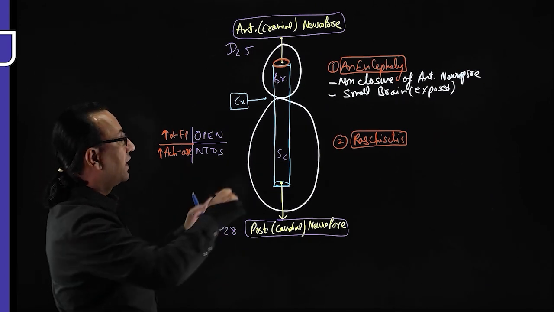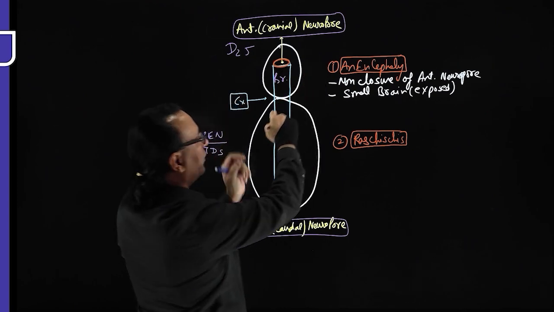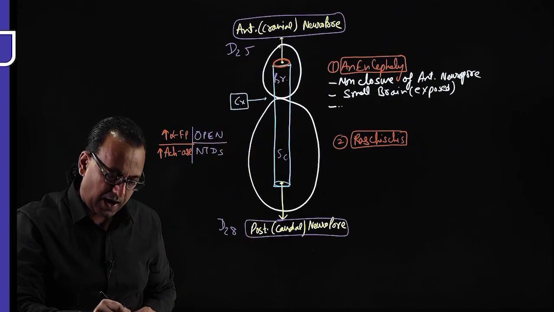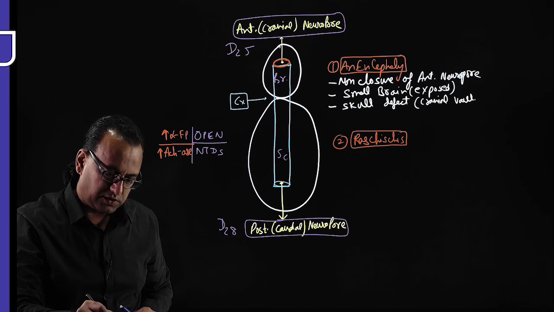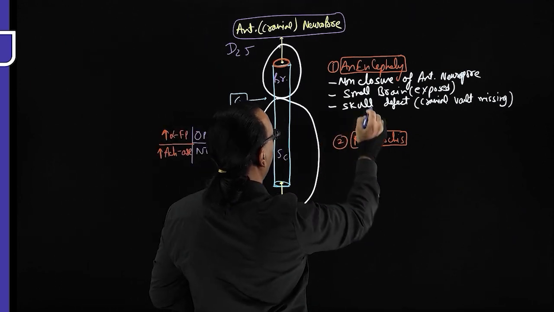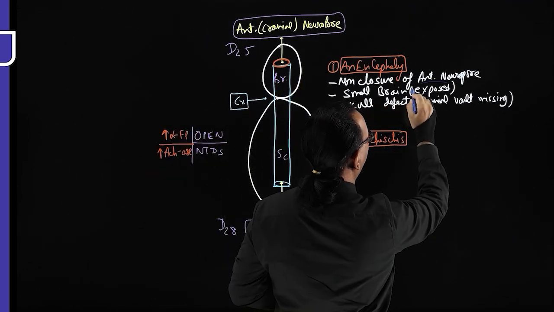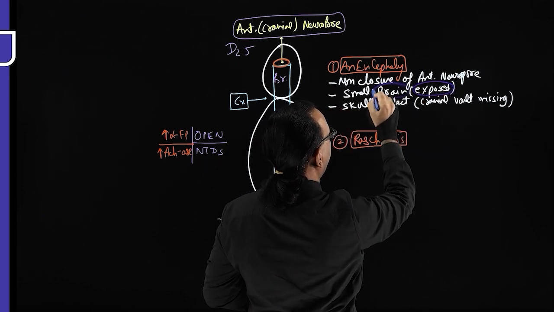Because the covering cranial vault is not formed properly, there is a skull defect. So the cranial vault is missing, leading to degeneration of the brain. And why is there degeneration of the brain? The brain is degenerated because it is exposed to the amniotic fluid. As the skull is missing, the brain is exposed to the amniotic fluid.